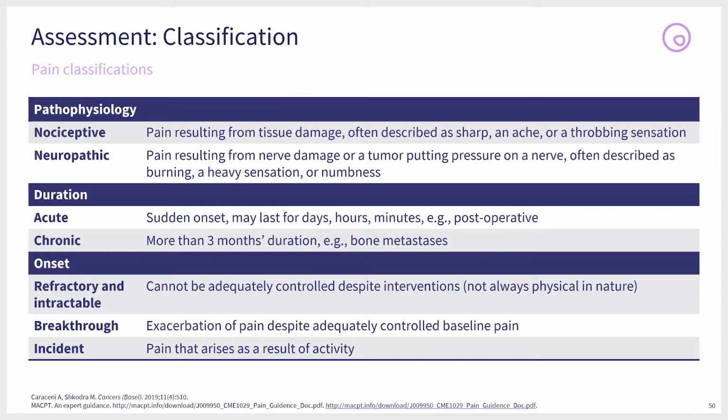So this is the normal classification of pain. We're all familiar with it, and Heinz mentioned some of this: nociceptive, neuropathic, duration, acute and chronic, and then the onset, whether it's refractory, intractable, breakthrough, and incident. But that's not enough. It's not enough.